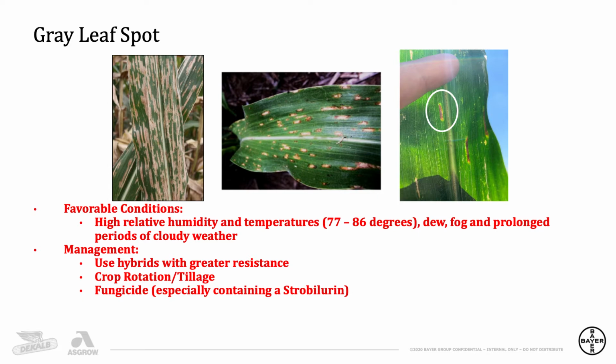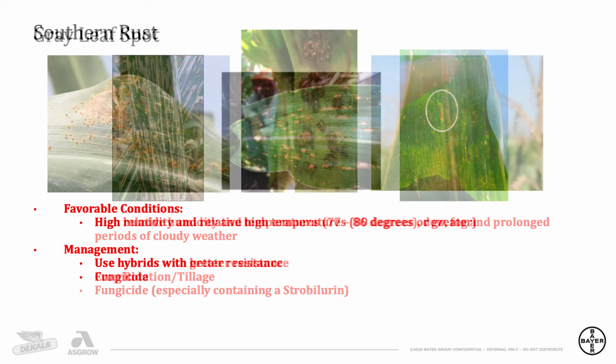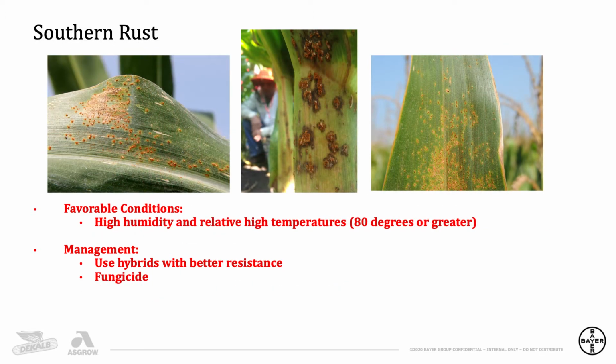This disease does overwinter in and on corn debris left above and on the soil surface, where then the spores are spread by wind or splashed onto our lower leaves. Favorable conditions for this disease would include relatively high humidity and temperatures ranging between 77 and 86 degrees, dew, fog, and prolonged periods of cloudy weather. Some management options would be using hybrids with greater resistance, using crop rotation and/or tillage, and fungicide, especially one containing a strobilurin.